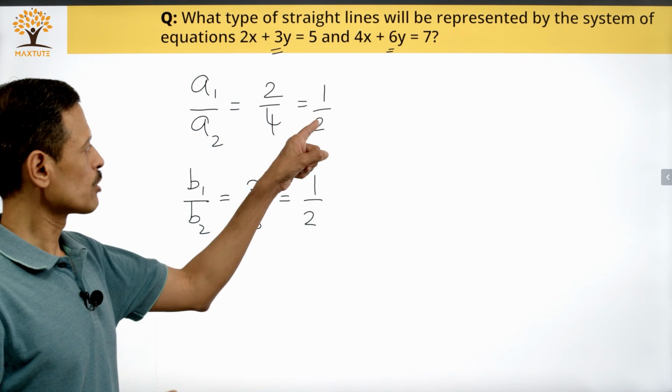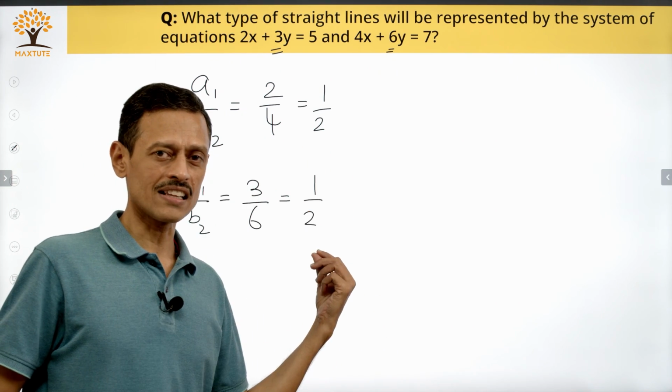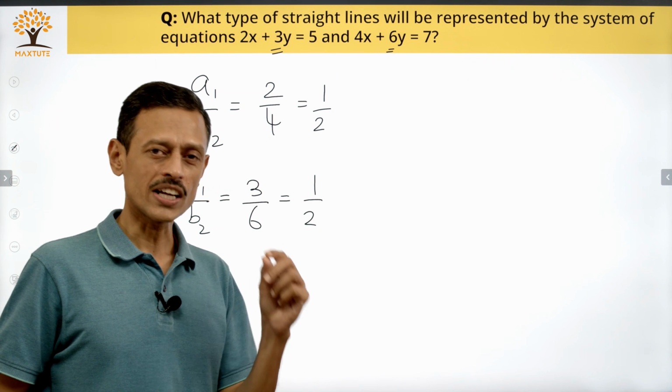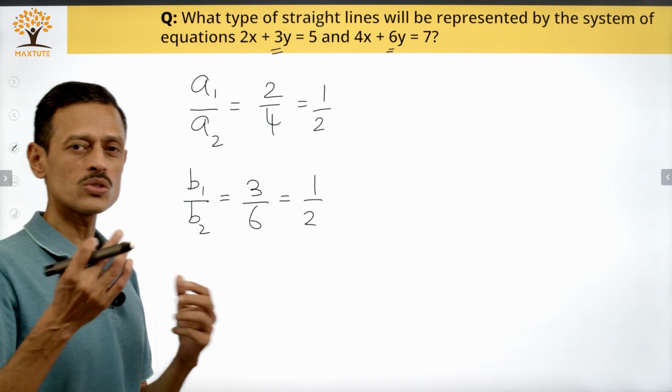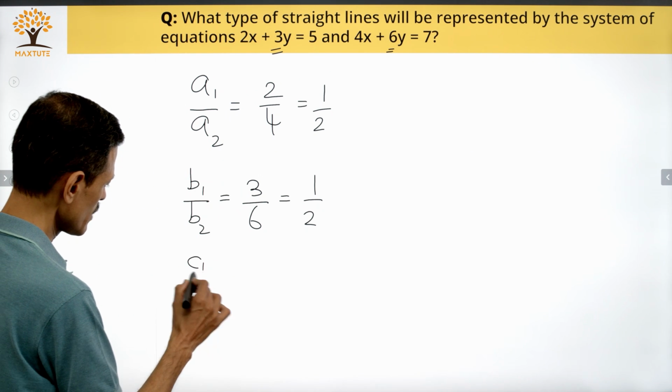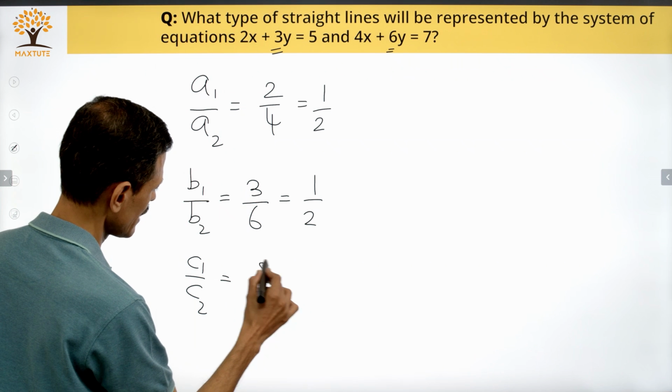In our case, a1 by a2 is equal to b1 by b2. So, of the 3 conditions that we discussed in the last slide, 1 is ruled out. Let's check whether these 2 numbers, a1 by a2 equals b1 by b2, is also equal to c1 by c2. What is c1 by c2?